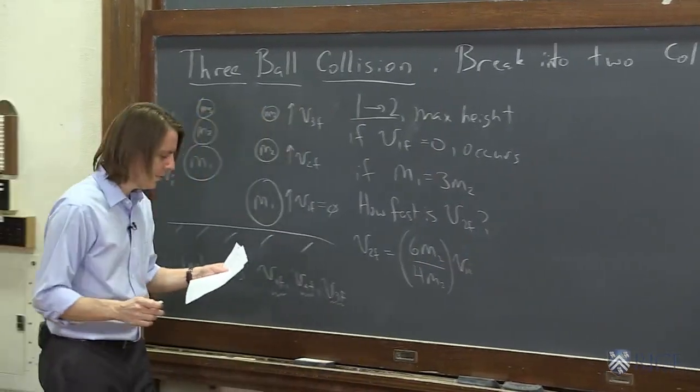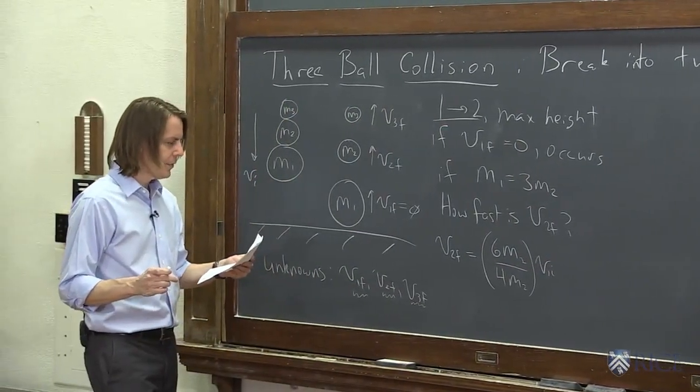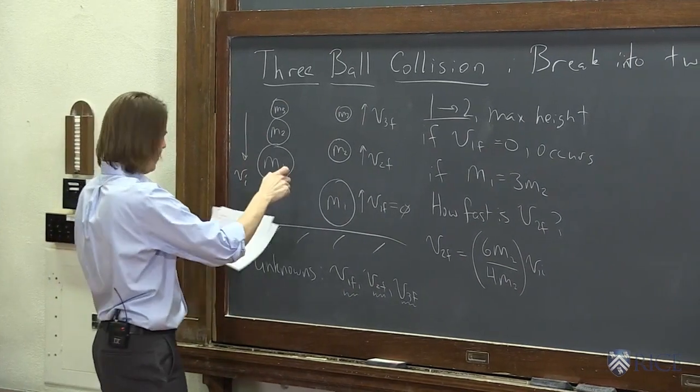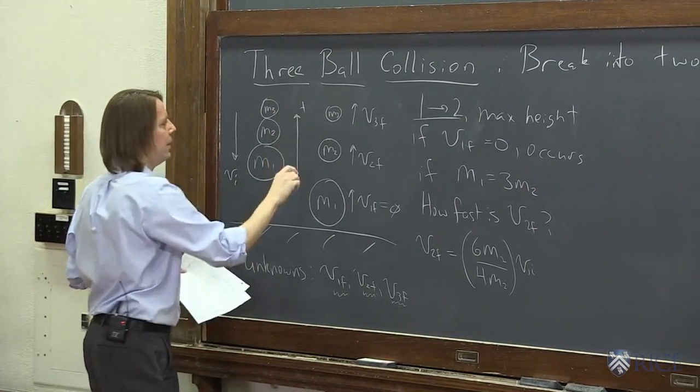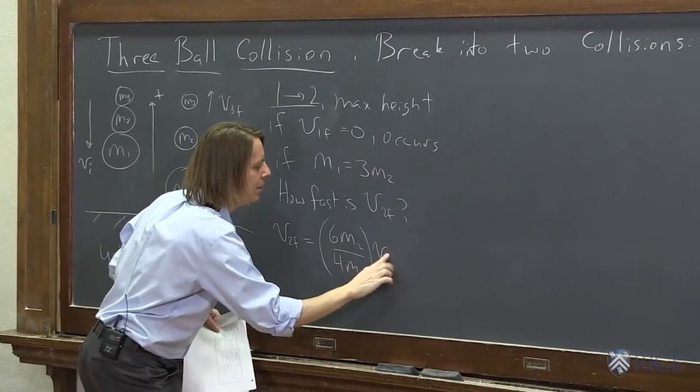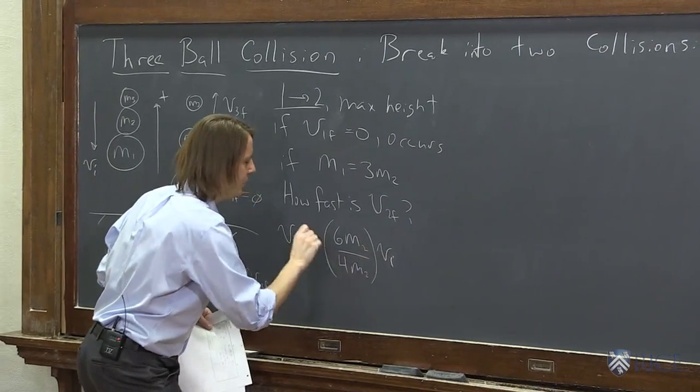v1i, right? Which in this case was just v initial, going up. I think I'm doing the positive direction as up. So v1i, it was going v initial, and it was going up. We don't need the 1, we just need the i, and this is positive.